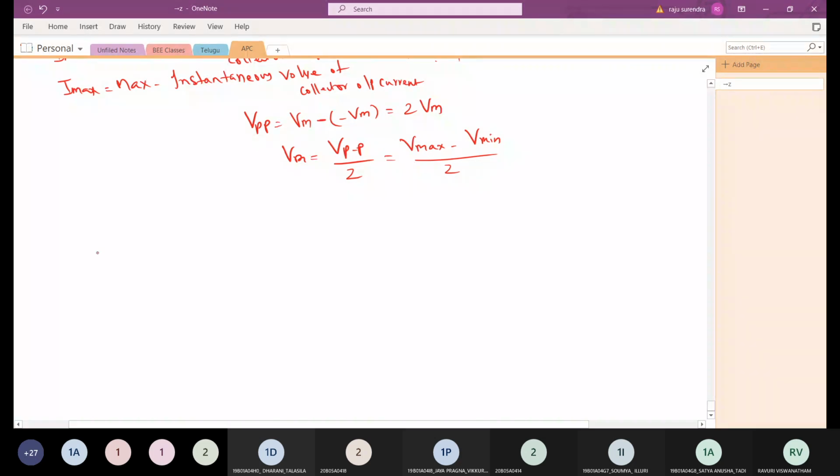What about Im? Just like voltage peak to peak, we have to calculate current peak to peak, which is nothing but 2 Im. So Im is equal to I peak to peak by 2. IPP is nothing but I max minus I minimum, by 2.